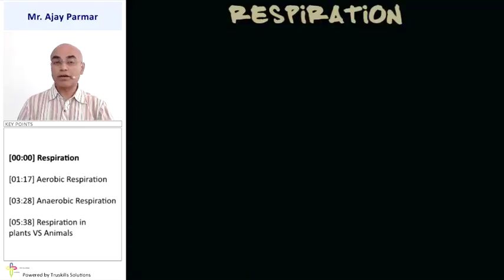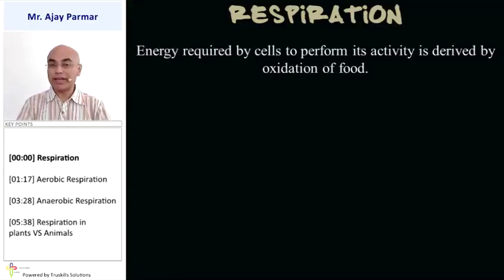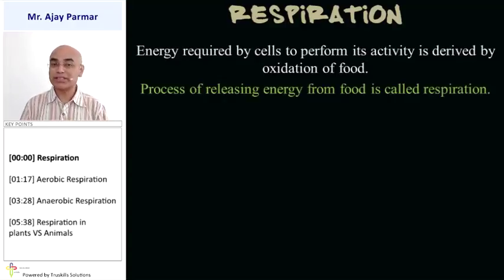The process of respiration, that is another life process. Previously we discussed the digestive system. Now the respiration. The energy required by cells to perform their activity is derived by oxidation of the food. Food is the source of energy, we know that. But that has to be converted into the form of energy, isn't it? And that is why the process of respiration is necessary. It is the process of releasing energy from food. That is what we call respiration.